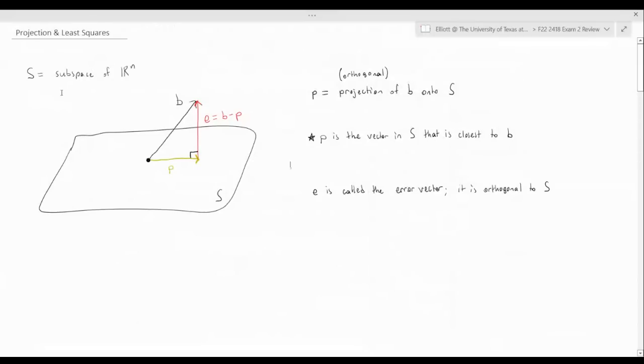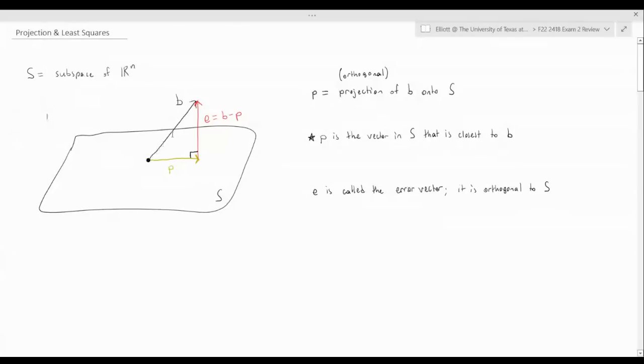So for projection and least squares, I think the exam does not actually go up to least squares. It really only goes up to talking about projections, okay? But I find that to understand projection, it's good to talk a little bit about least squares anyways. So the general setup is we have a subspace S of Rn, and in the picture I'm representing S as if it were a plane, okay? But it doesn't have to be two-dimensional, it could be any dimension.